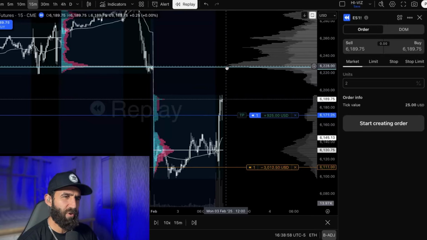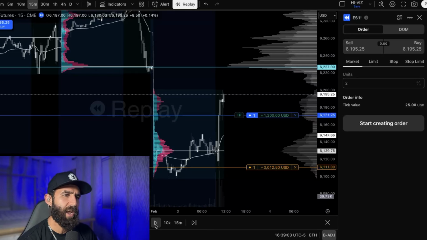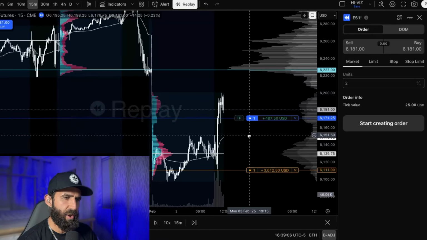Let's see if we can't get a move back up to this area of high volume here. We started to push to the upside. We tested this low, tested this area a couple of times.